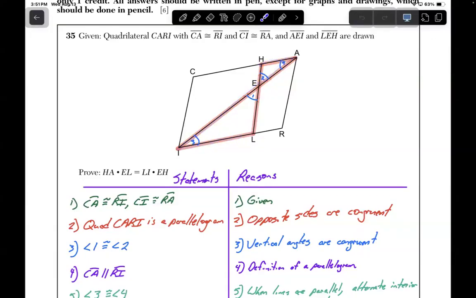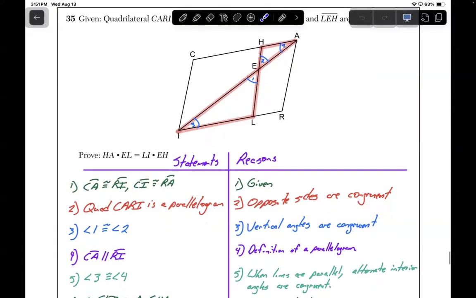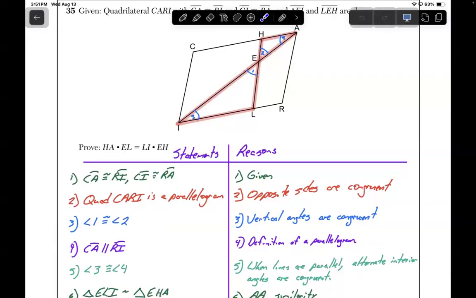Because we know, and I proved these lines are parallel here with statement 4, I said CA is parallel to RI. If I forgot that statement, I might lose a point, but hey, we're just trying to gain points here. So don't worry. But if you see this kind of Z shape, you should think, oh yeah, alternate interior angles are congruent. So I encourage you to number your angles.